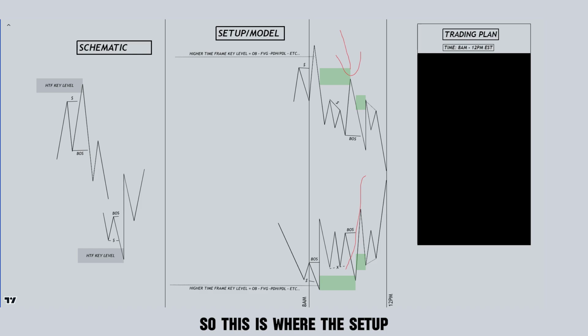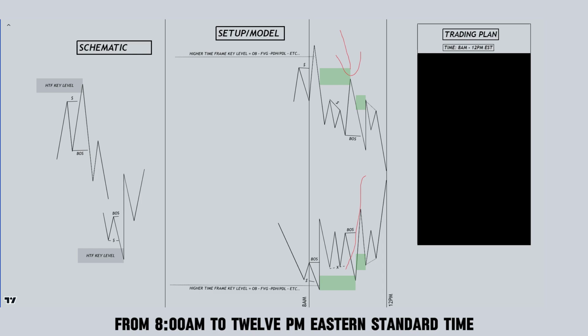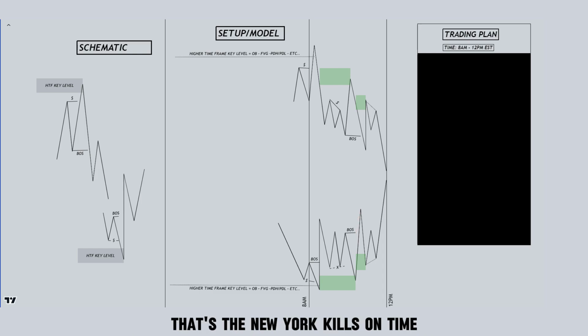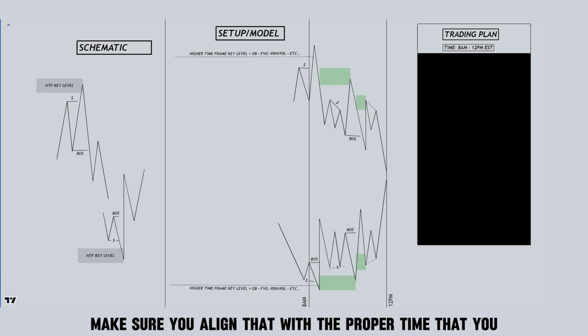So this is where the setup and model is going to be taking place, from 8 a.m. to 12 p.m. Eastern Standard Time. That's the New York kill zone time. So make sure you align that with the proper time that you trade.